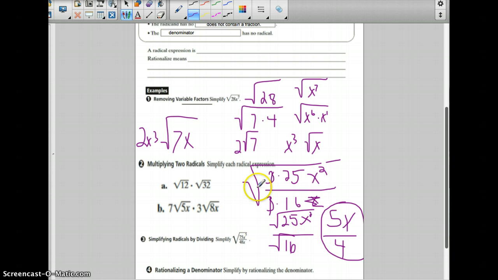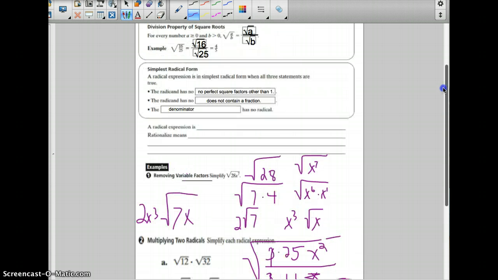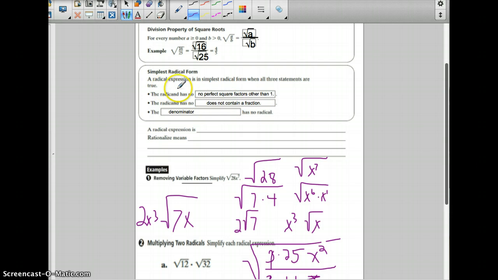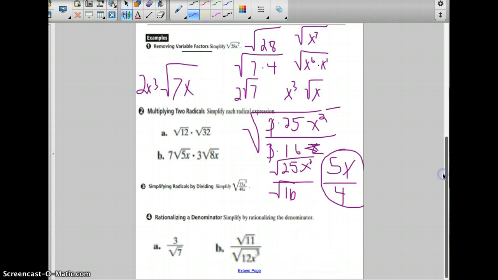Okay? Notice I'm following all three of the rules that we talked about here. The radicand has no perfect square factors. It does not have a fraction, and my denominator does not have a radical as well. Looking at our last two examples here, we're going to have to rationalize the denominator.